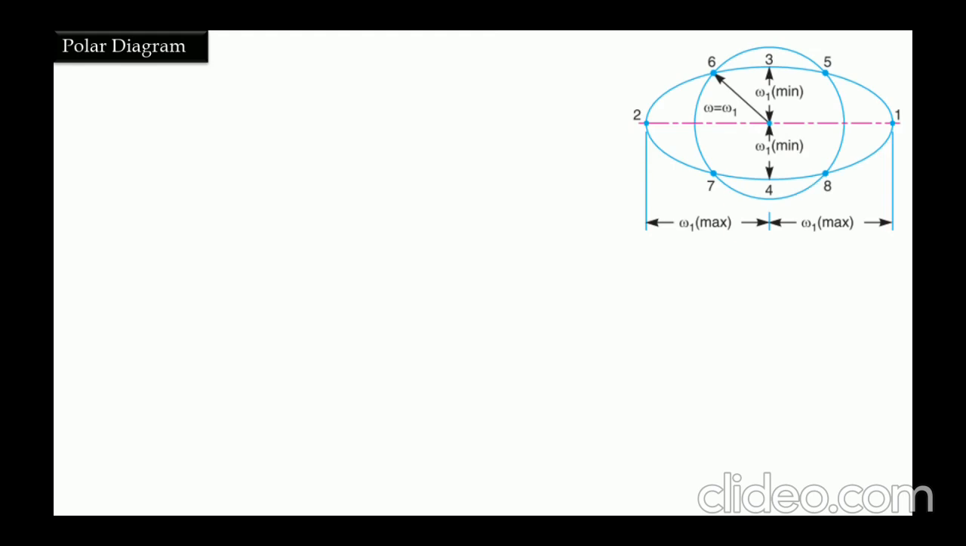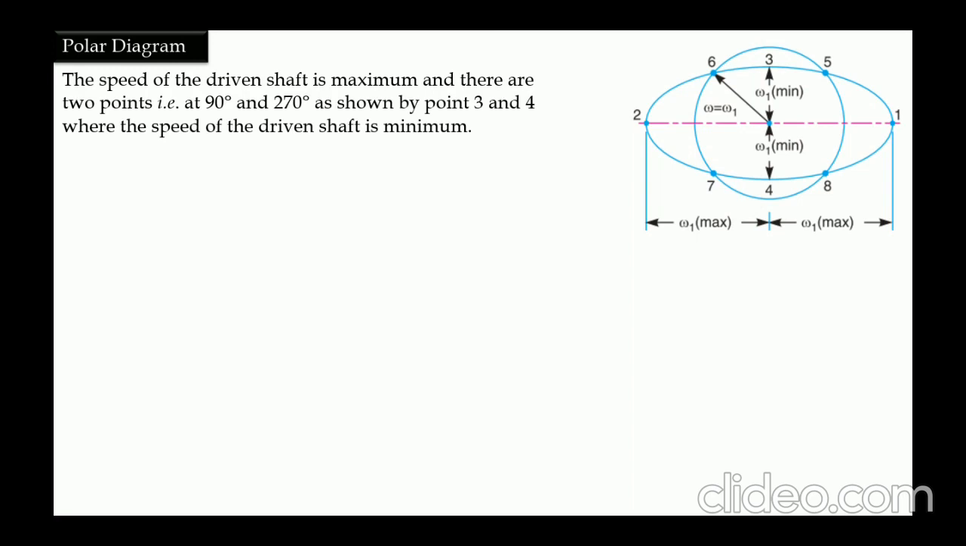Now next is the polar diagram. Here we can see two curves, one is a circle and the other one is an ellipse. The circle represents the velocity of the driving shaft, whereas the ellipse represents the velocity of the driven shaft. Now the speed of the driven shaft is maximum at two points, at 90 degree and 270 degree, which are represented by points 3 and 4, where the speed of the driven shaft is minimum at 3 and 4.